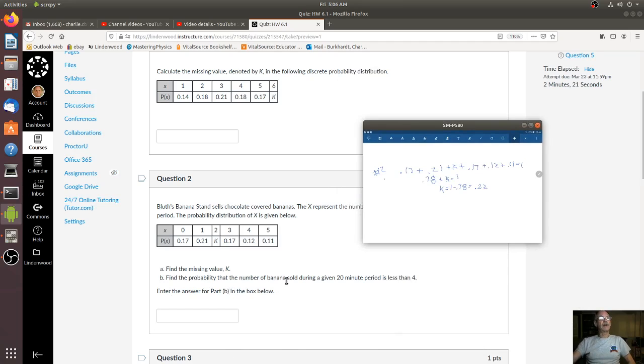And then they're going to ask me another question. Find the probability that the number of bananas sold during a 20-minute period is less than 4. Okay, less than 4. So that's going to be the probability that you had 0 plus the probability that you had 1 plus the probability that you sold 2 bananas plus the probability you sold 3 bananas, because they say less than 4. So it only goes up to 3. So I just add those probabilities together.